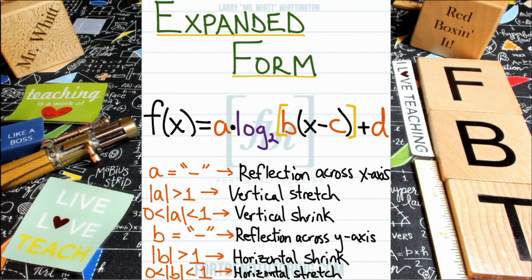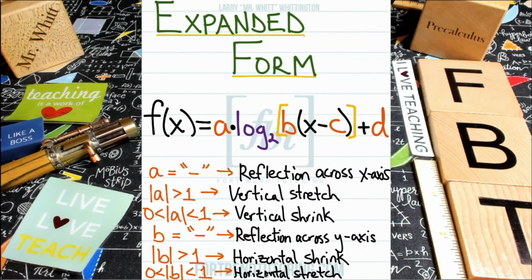Here we have the expanded form of our parent function f of x equals log base 2 of x. In this expanded form, what I'm trying to show you is the transformations that are possible when encountering problems such as these. If your a value is negative, for example, there will be a vertical reflection across the x-axis. So you can scan through these to see the different changes that you'll encounter depending on the problem and the different transformations therein.